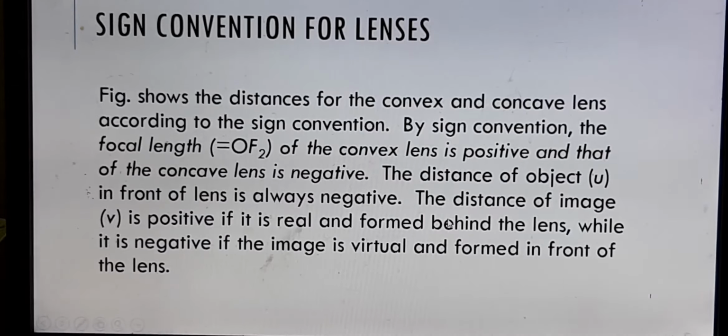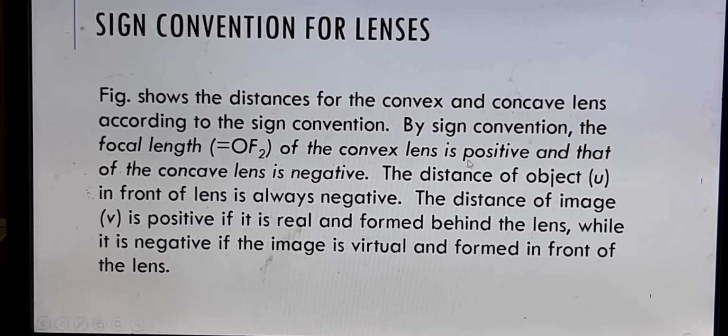Okay. Now, the figure shows the distances for the convex lens and concave lens. According to the sign convention, the focal length of the convex lens is taken as positive. Just think why for a convex lens it is taken positive? Because the focal length is on the right side of the lens. Because the rays meet, and we consider the focus which is at the right side of the lens.